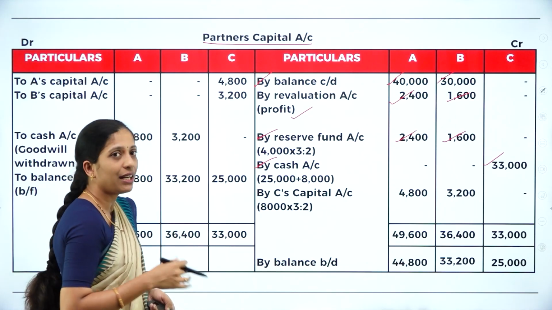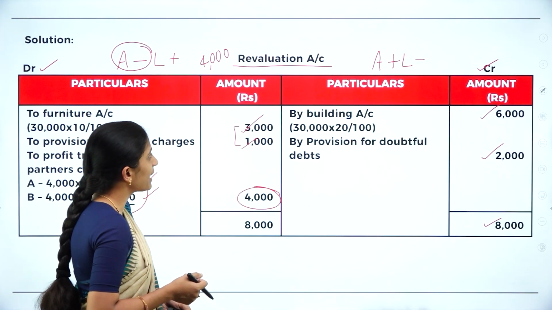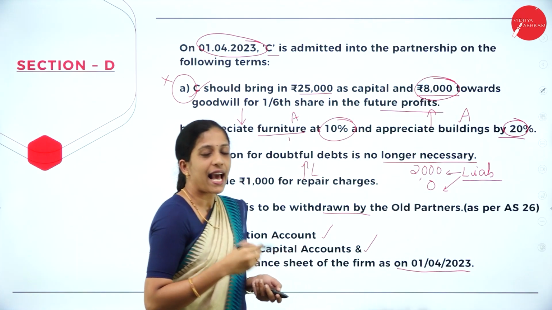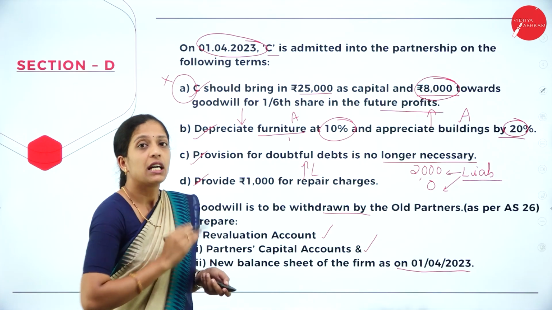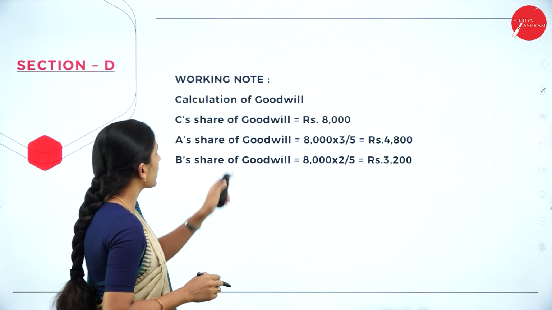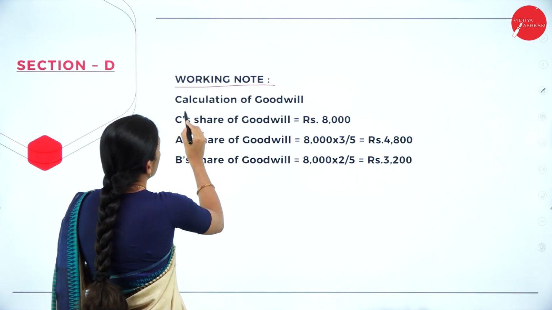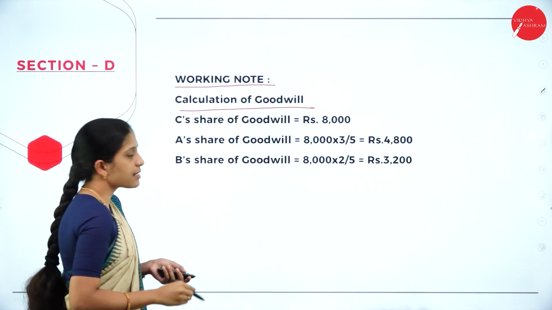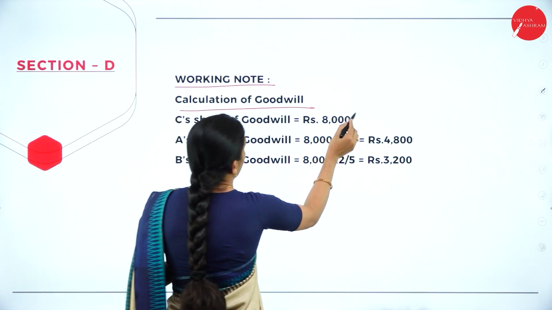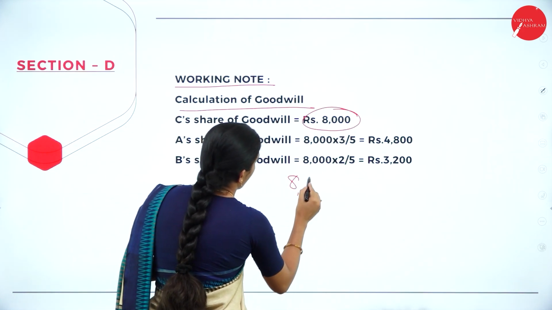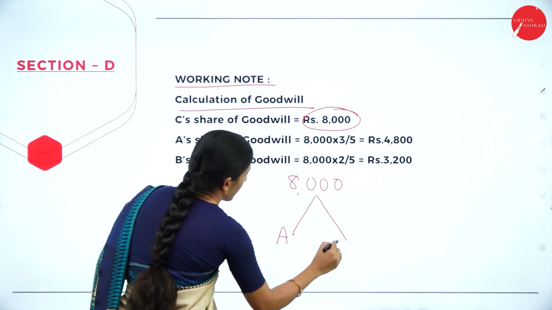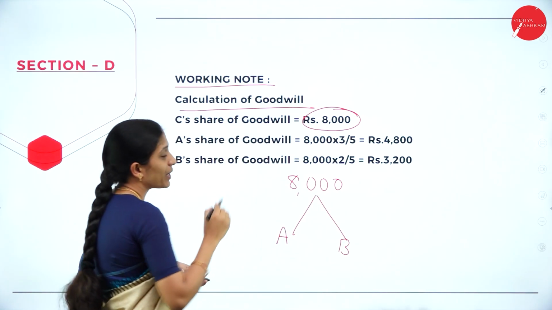Now what they have given? So what is the goodwill which is brought by the new partner? 8,000. Now this 8,000 has to be distributed among the remaining partners. So for which you have to prepare a working note. See the working note here. Calculation of goodwill. C's share of goodwill, that is whatever the goodwill which is brought by C, is how much? 8,000. Now this 8,000 has to be distributed among A and B, that is the old partners, in which ratio?